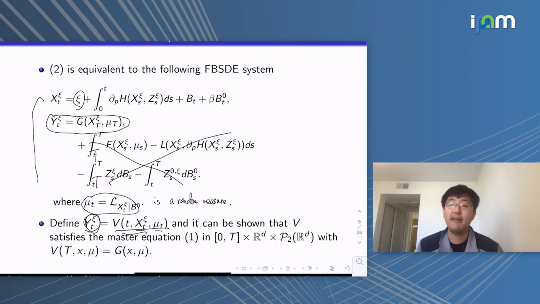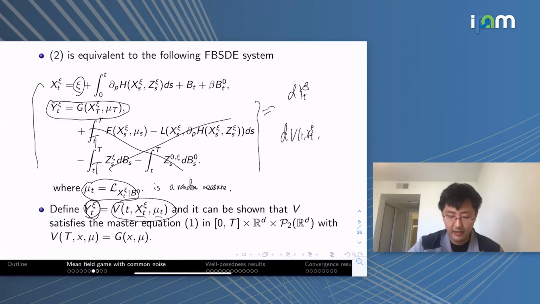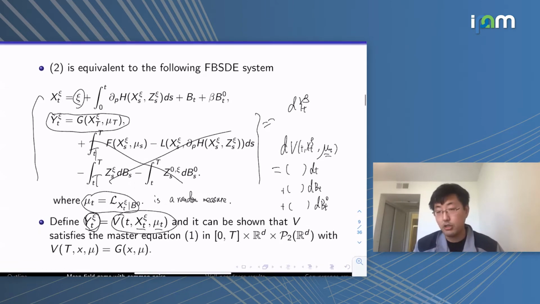And how to derive the master equation? It is also not hard. From this BSDE, you know what dY_t(ξ) is. And then you can also apply the Itô formula to this V_t(X_t(ξ), μ_t), because they are the same thing. Again, this is random. So first you use the Itô formula for this one, and then obtain that. I don't want to write down what they are; they are quite complicated. So here you have three terms: the dt term, the dB_t term, and plus the dB_t^0 term, the common noise. And then compare the coefficients.